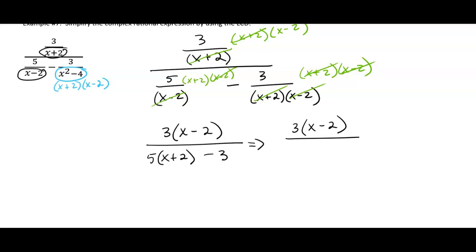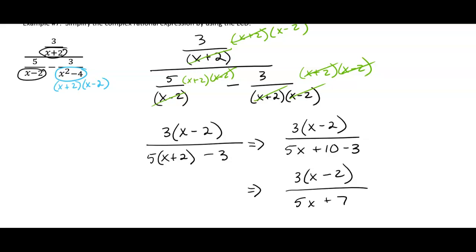But the denominator, I'm going to have to do something about that. So I'm going to have to distribute and get 5x plus 10 minus 3. And then I'll have to simplify the denominator. So I get 5x plus 7.